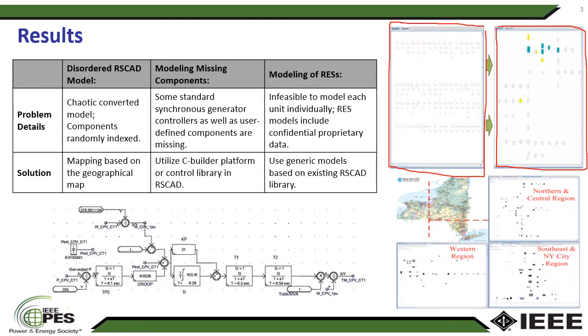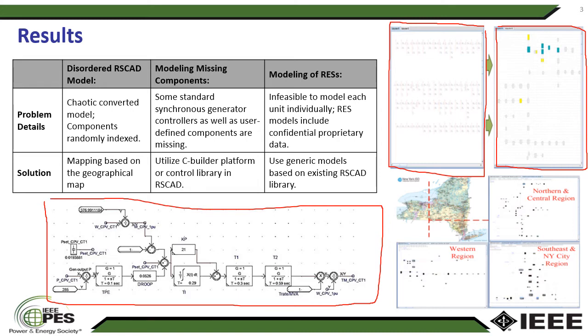The second problem is modeling missing components. Some components such as turbine governor models as well as user-defined ones need to be modeled. In our proposed paper, we utilize the C-Builder platform in RSCAD integrated with the control library to build these units from scratch, as you can see in that figure here.